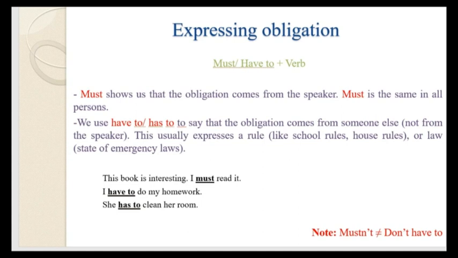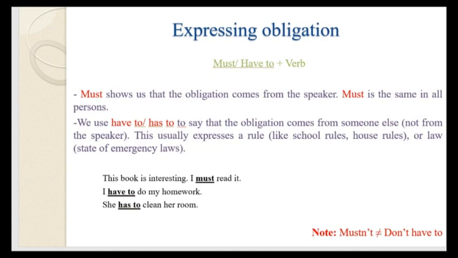And now let's move on to expressing obligation. Izricanje obaveza. Must or have to plus verb. Dakle, u ovom slučaju koristimo modalne glagole poput must ili have to plus glagol. Must shows us that the obligation comes from the speaker. Must is the same in all persons.